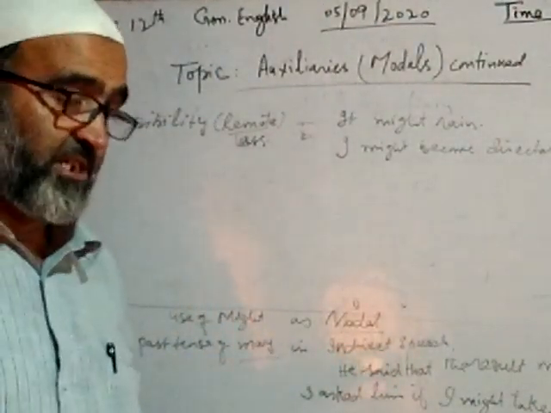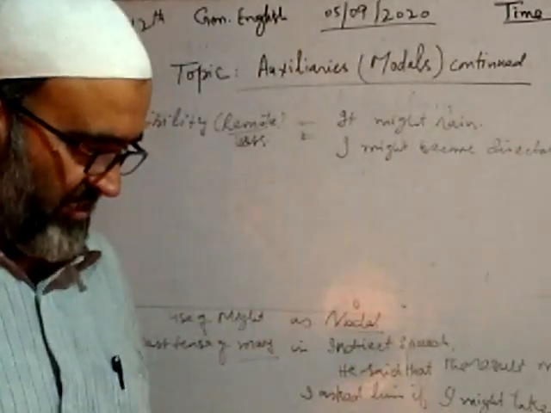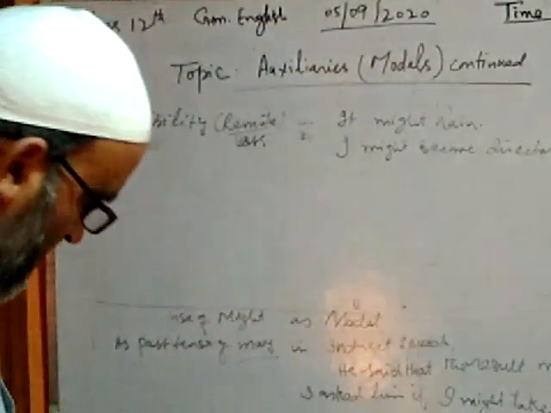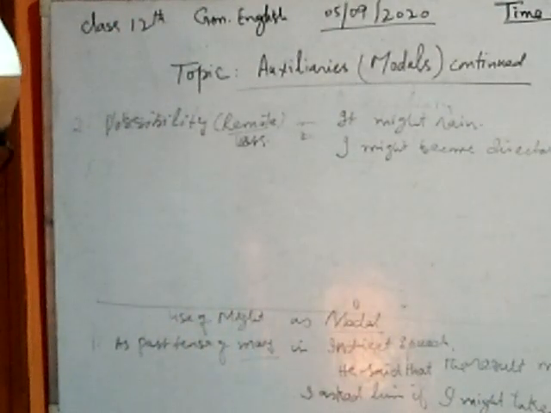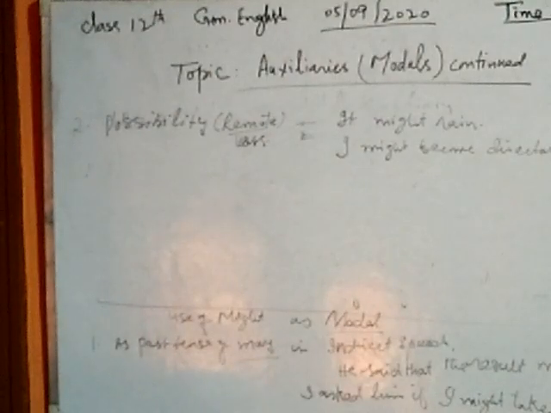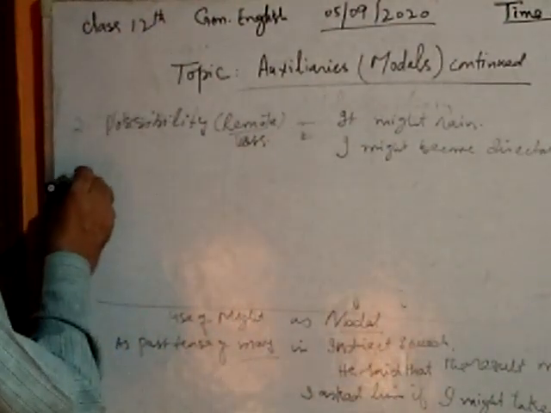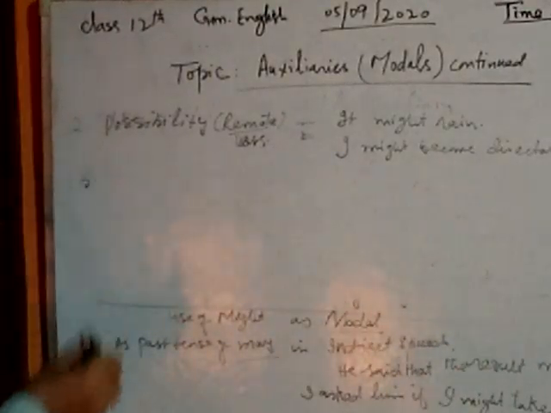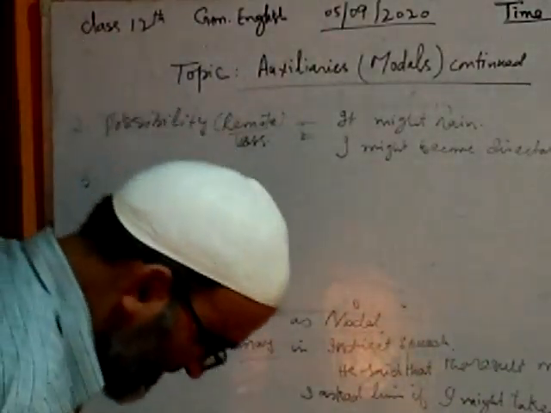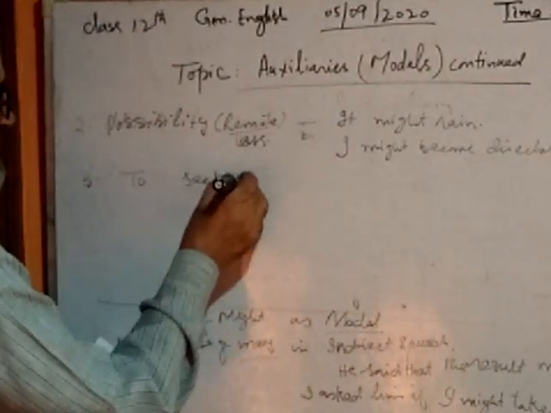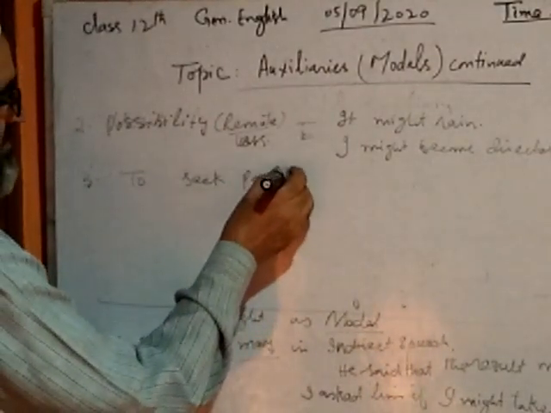Likewise, we can say, if you said that, he might get angry. Another example is, my sister might be waiting. Now, the third is to seek permission.